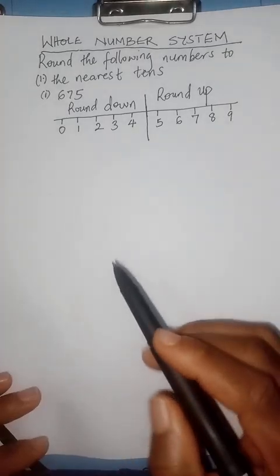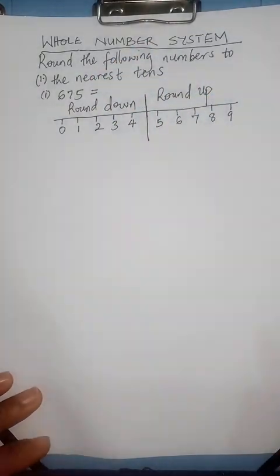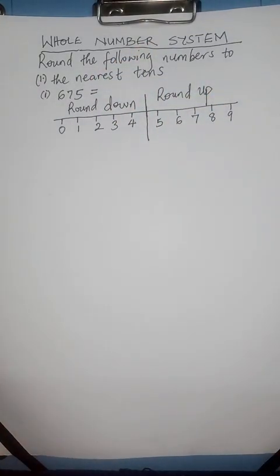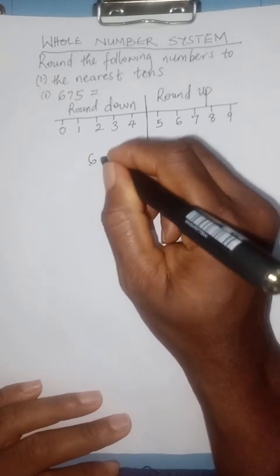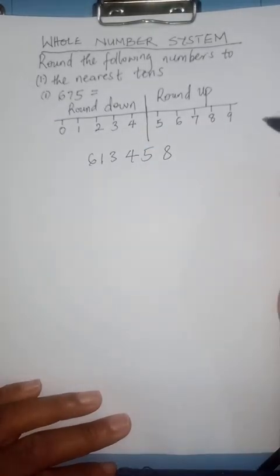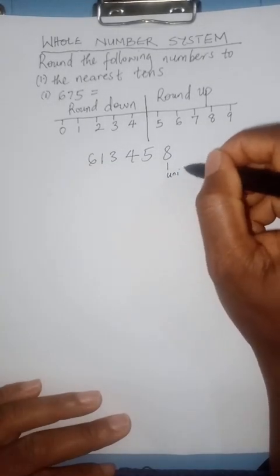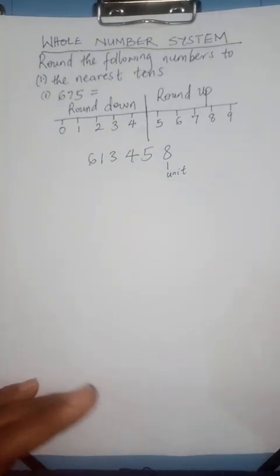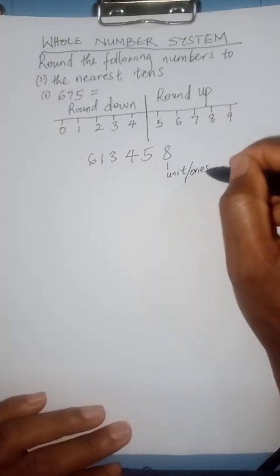Now, let's go back to the question. Remember, we're rounding up 675 to the nearest tens. Another thing we should also remember is the place value system. If I have this number, let's say, good, let's stop here. If I'm to give this number its place value, this will be my unit, or some will call it ones. So you call it unit or ones.